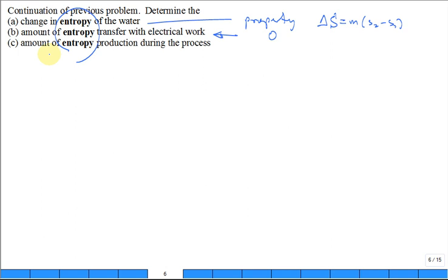How about the amount of entropy production during the process? Sigma. How did we solve for that? Entropy balance. Second law. Entropy balance. And then we found the entropy produced is actually equal to the increase. True? See the pattern? Exploit the property, exploit some balance equation.